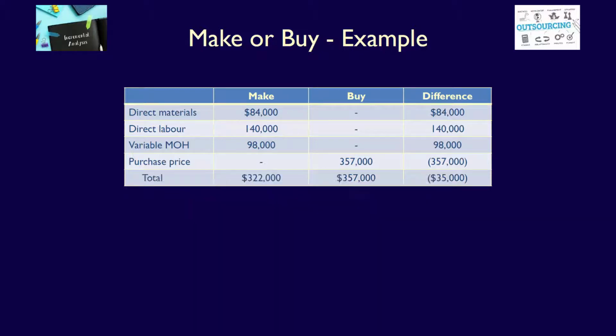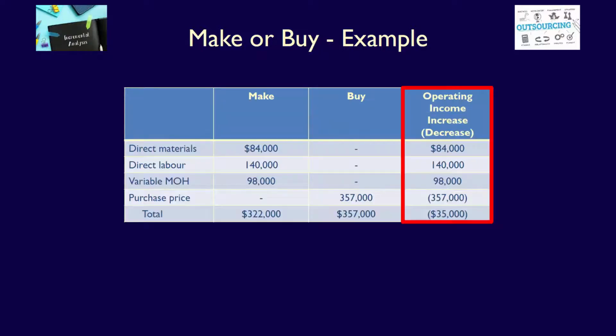We now have to add all the columns. Under the make column, the total is $322,000. The buy column, $357,000. And under the difference column, negative $35,000. What exactly does this mean? Well, the difference is really equal to the increase, positive, or decrease, negative, in operating income for the company.